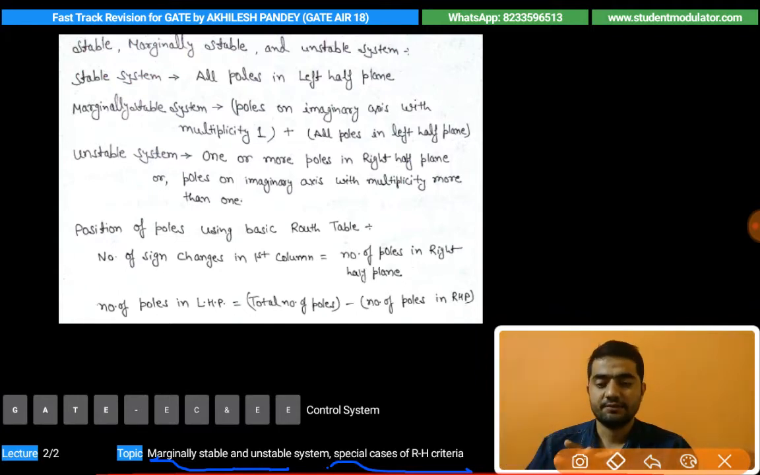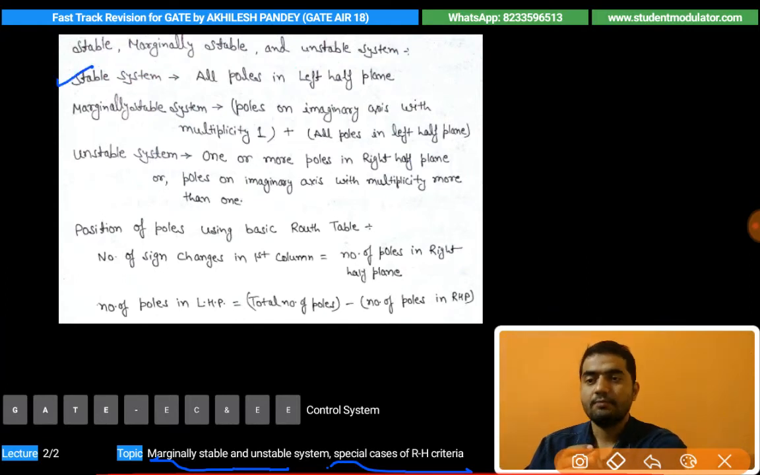So let's start from the first topic, that is marginally stable and unstable system. About stable system we have already studied, but we will compare here the three types of system: stable system, marginally stable system, and unstable system. The definition, the rule, is on your screen itself.